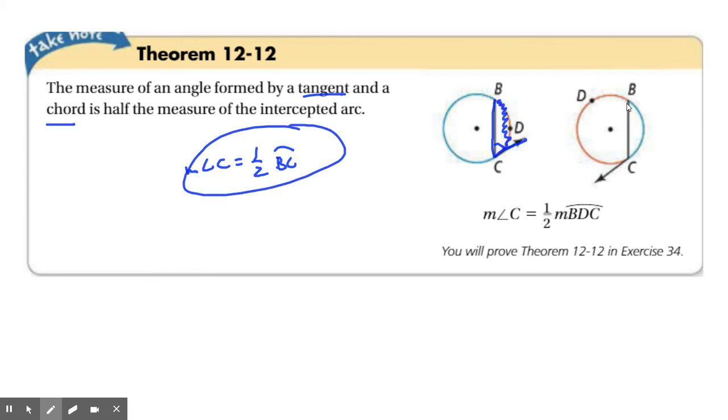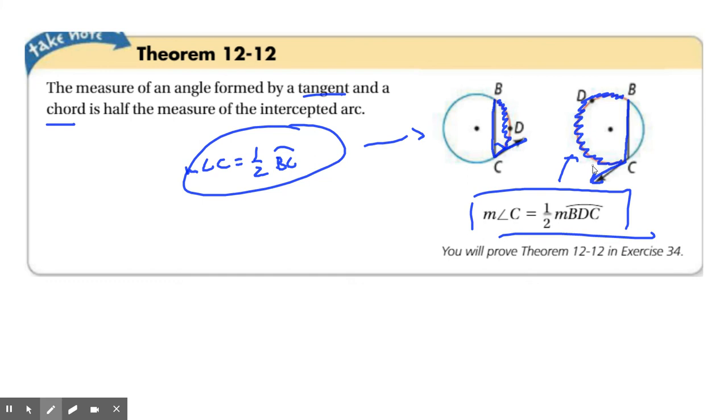In this picture, angle C is also an angle formed by a tangent and a chord. It's going to be equal to half of the arc it opens up to, and now you have this major arc. So it's three letters BDC, right? So this actually applies to the first picture, and that applies to the second picture.